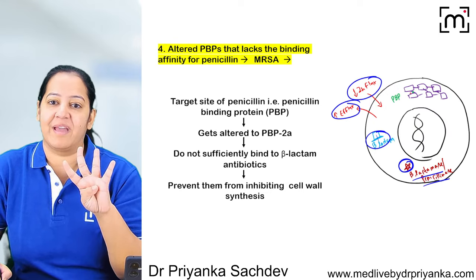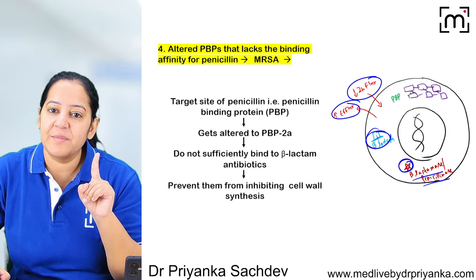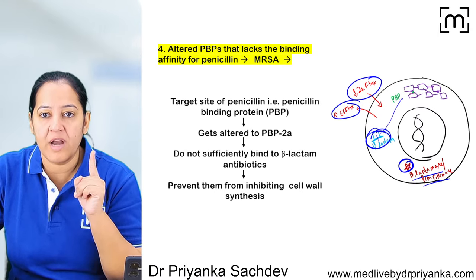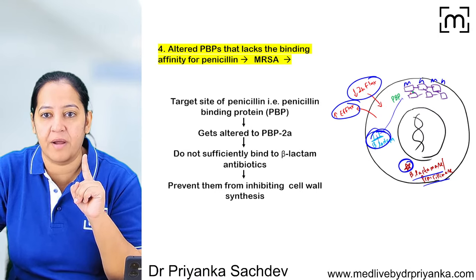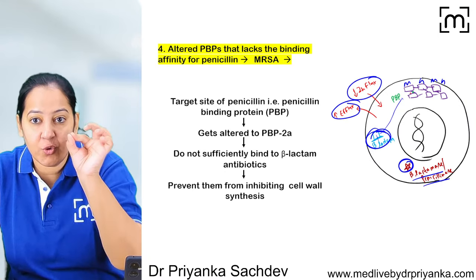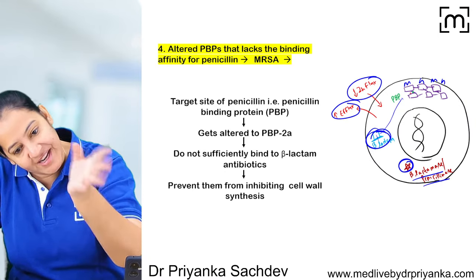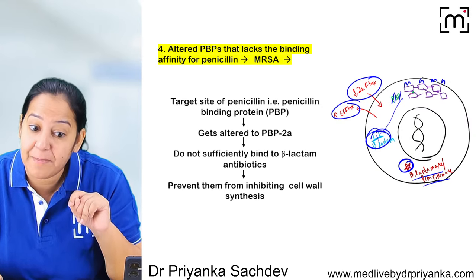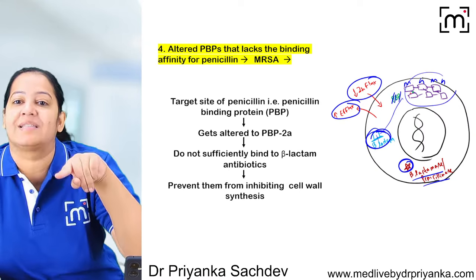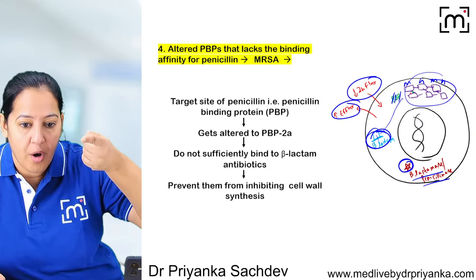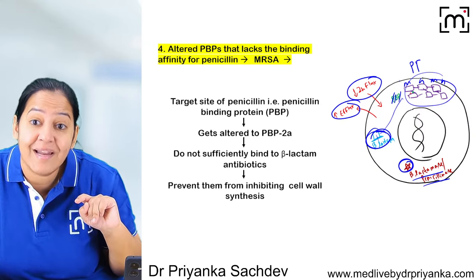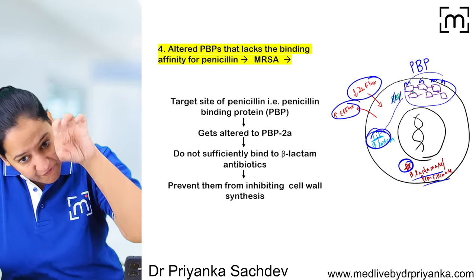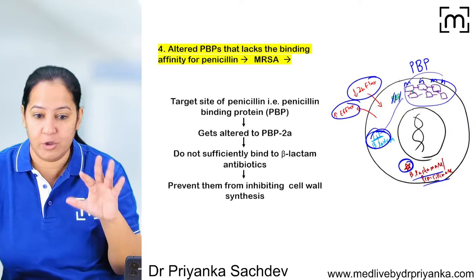The fourth and the last mechanism, you know. So what does this antibiotic do? After entering inside, what does it do? It will go to the NAM and NAG in the cell wall and bind to a receptor and inhibit the transpeptidase. The receptor of the penicillin is known as penicillin binding protein, PBP, which is present on the cell wall. So penicillin will go and bind with PBP, penicillin binding protein. It is the receptor for penicillin. It will bind and after binding, it will inhibit the transpeptidase and do its action.